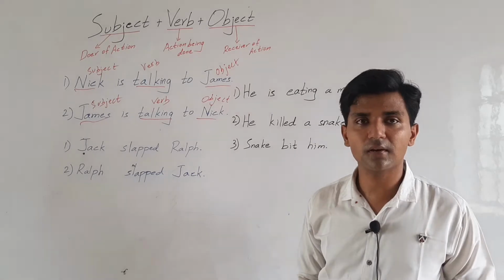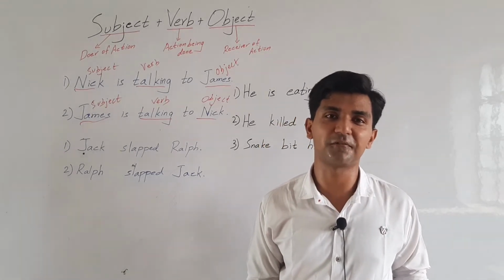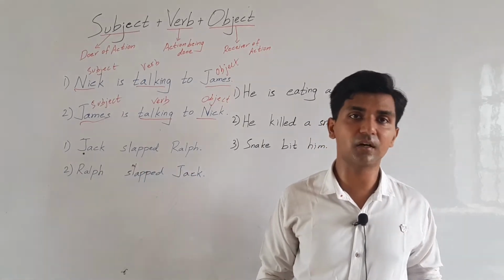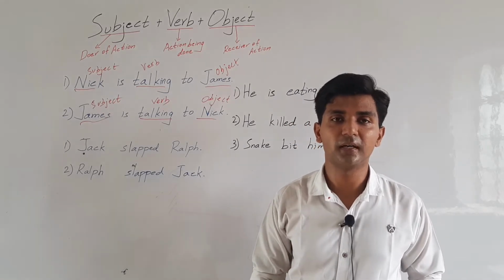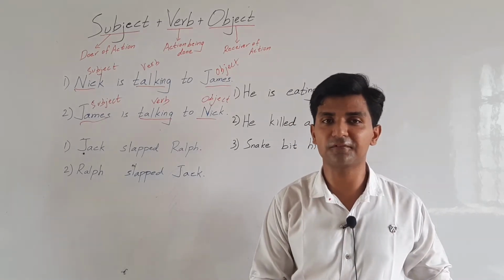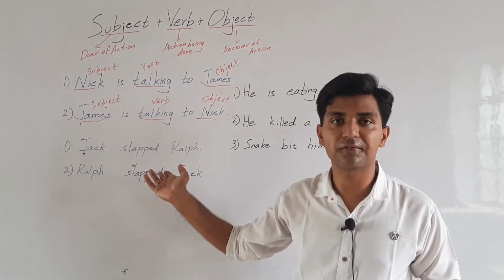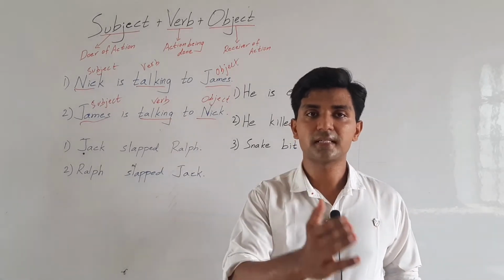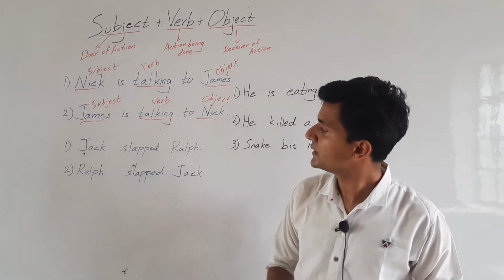So dear friends, we have another funny example from our daily life. Two friends, one is Jack and other is Ralph. So Jack and Ralph are sitting, and in a funny way, in a funny mood, Jack slaps his friend in a friendly way. He slapped Ralph. So his action is slapping. And who is slapping? Jack is slapping.